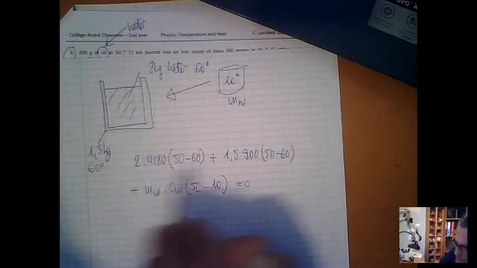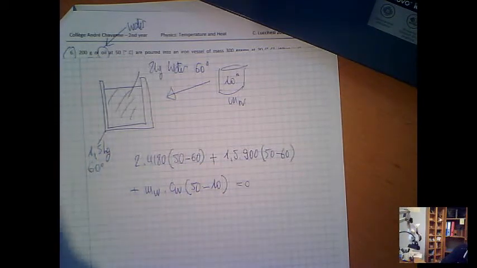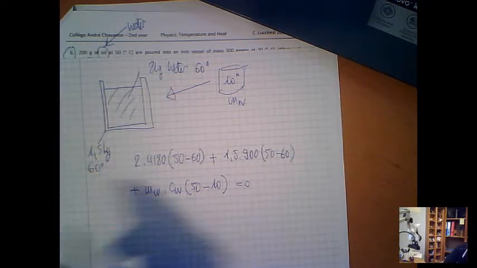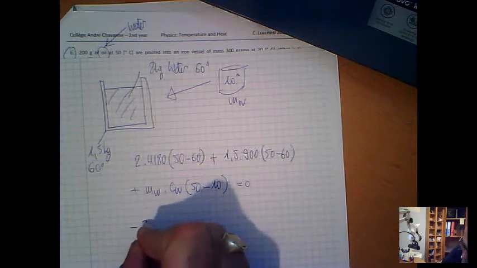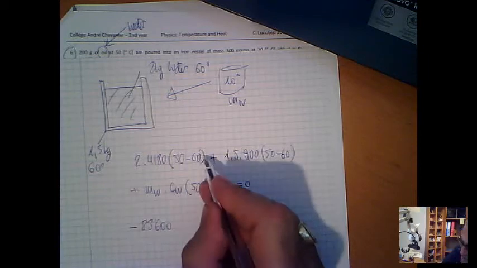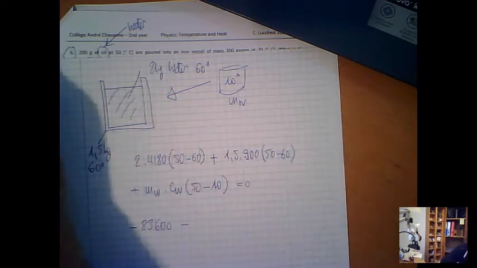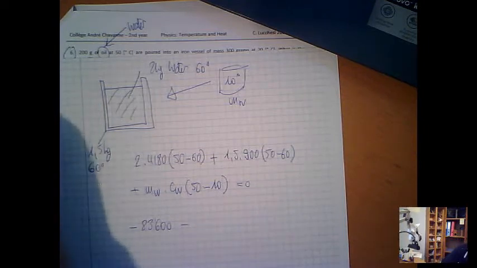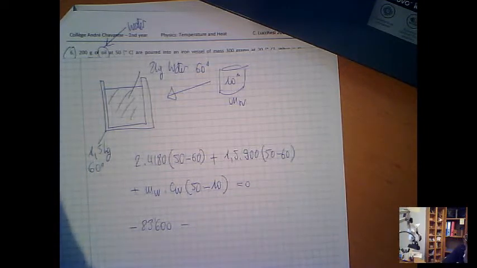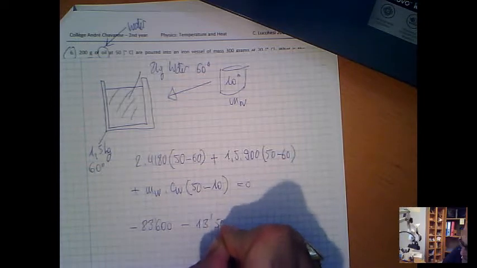Let's do it another way. Let's compute everything. So this is 2 times 4,180 times 10. And then there is a minus sign, so it's minus 83,600 for this term, okay? And then there will be a minus again, 1.5 times 9,000. Okay, this is 13,500.